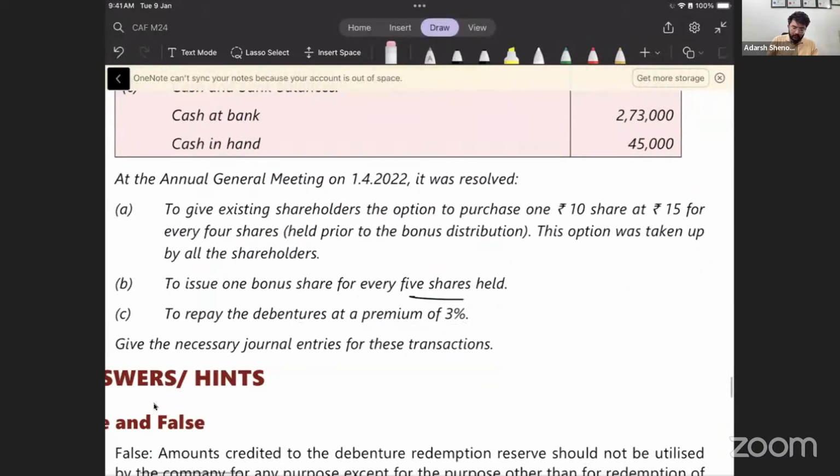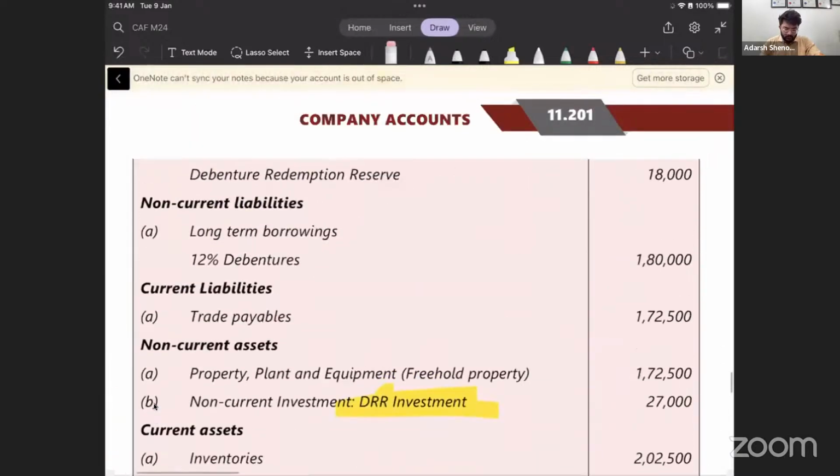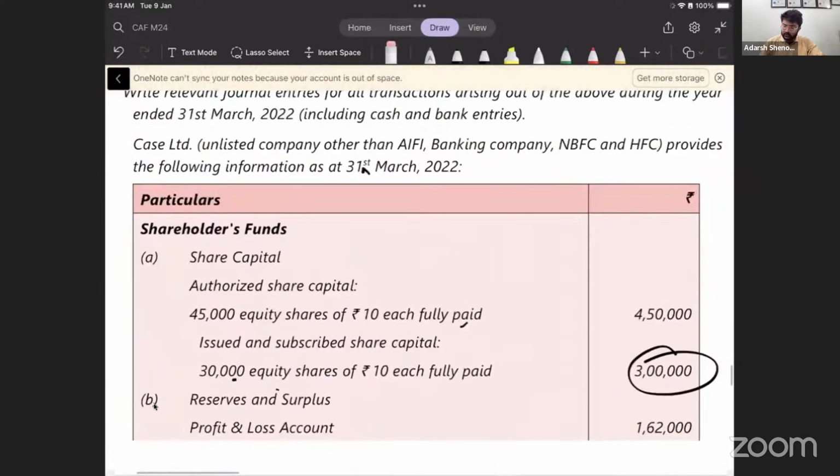At the annual general meeting, the existing shareholders were given the option to purchase Rs 10 shares at 15 for every 4 shares. This is a rights issue. This was before the bonus distribution. Bonus share and rights issue. This option was taken up by all the shareholders. You have to calculate how many equity shares are issued. So 30,000 into 1 divided by 4.